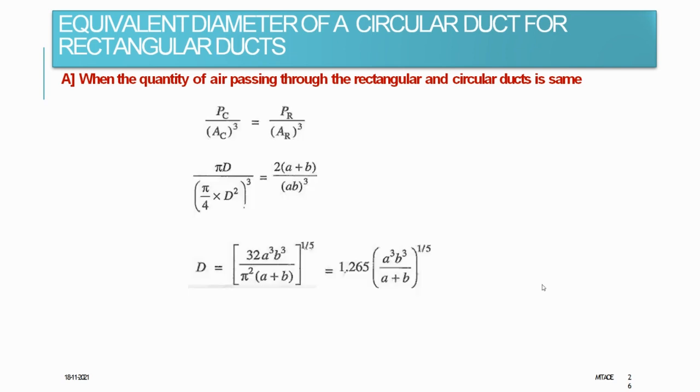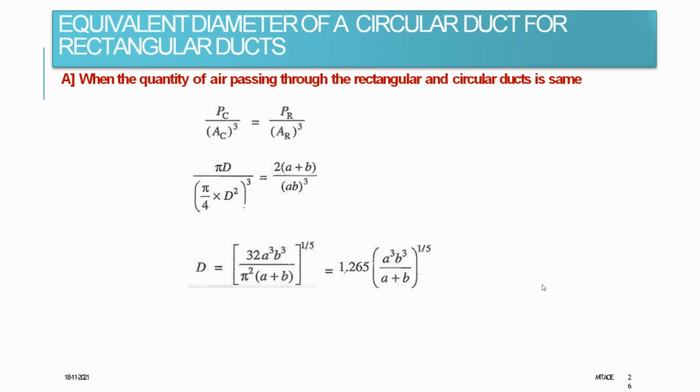So now, PC upon AC whole cube equals PR upon AR whole cube. Put the value of perimeter and area, and after simplification and solving the mathematics, we get D is equal to 1.265 into bracket a cube b cube upon (a plus b) whole square, raised to 1 by 5, whole raised to 1 by 5. And this is the equivalent diameter.